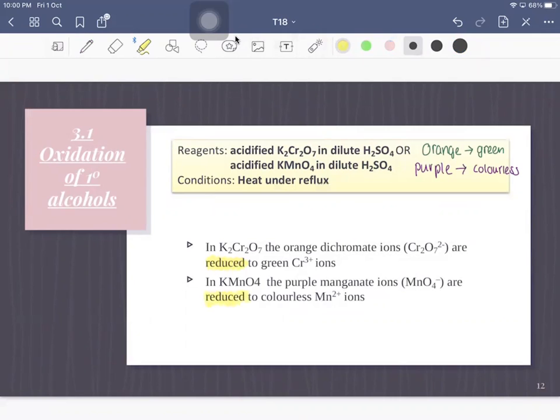So you can copy this down. It's worth knowing the explanation. It's worth knowing why the color is changed, which ions are in charge of the colors that we observe. Okay, so please copy this down. I know you don't have much space, but try to write down as small as possible. Okay, moving on.